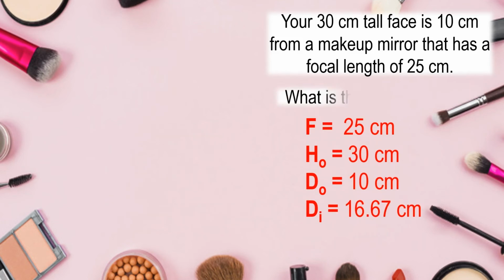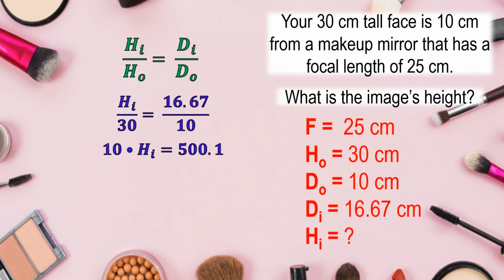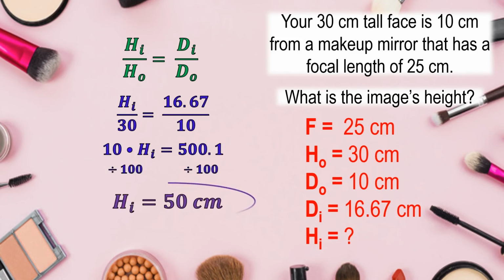Now that I've found my image's location, I can find its height. I'm going to go for hi over ho, di over do, write out the formula, plug in. We got to do a little cross multiplication. Divide both sides by 10, and you get an image height of 50 centimeters. This lines up with what we saw. We saw a bigger eye, so I could put my makeup on a lot easier.